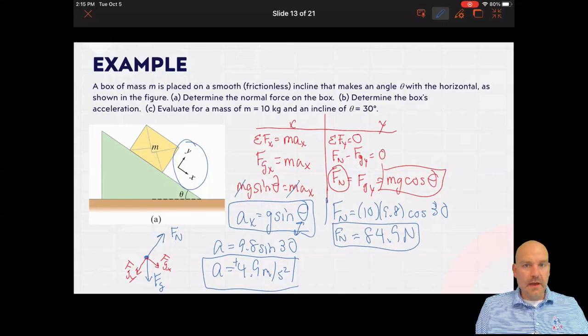Again, we're still working on applications of Newton's laws. In the next video, we will be talking about connected objects. Friction.